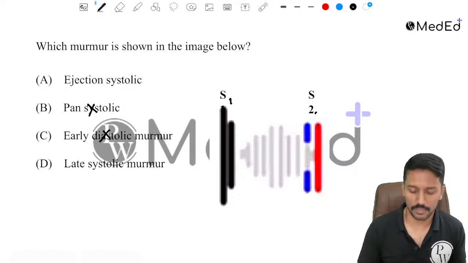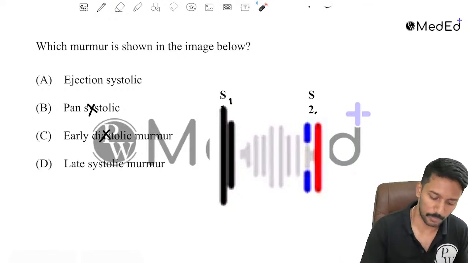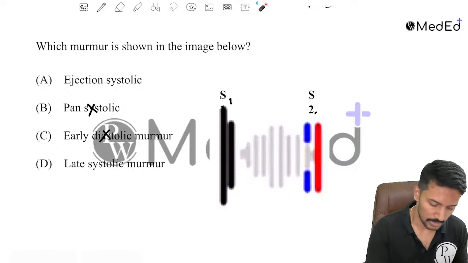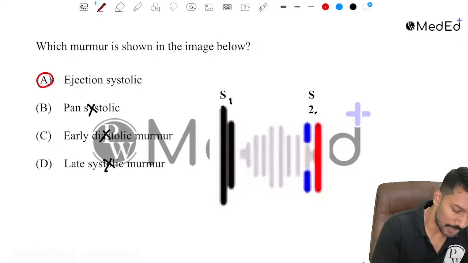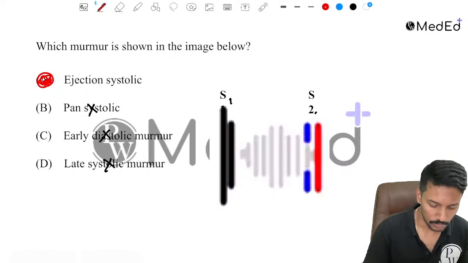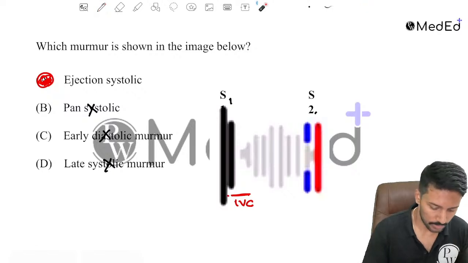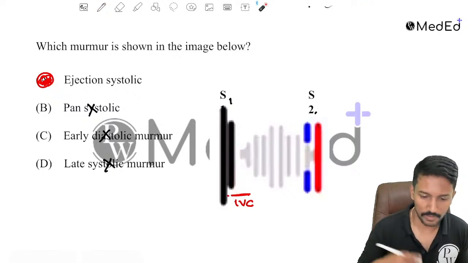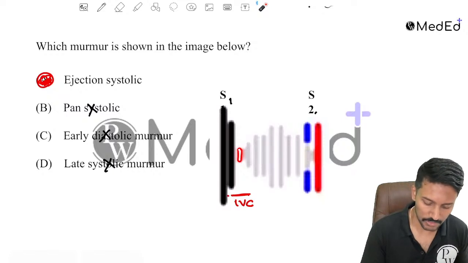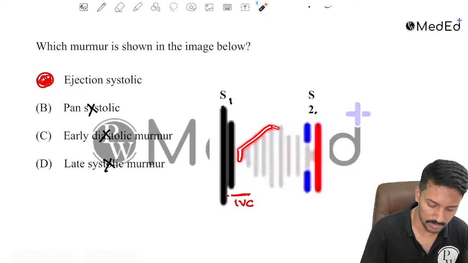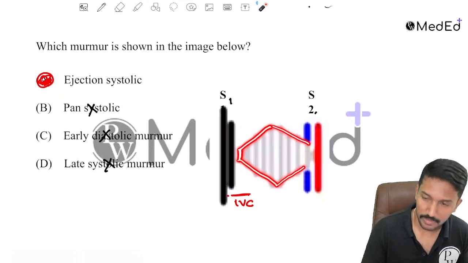It is certainly not late systolic. Late systolic means only the later part of the systole would have the murmur. So it is not late systolic either, right? This is the image classical of ejection systolic murmur. Basically what is happening here is after S1, you have this isovolumetric contraction phase where the murmur is not heard. And after the isovolumetric contraction phase, the murmur starts, right? That's why it is called ejection systolic murmur. And you can see this classical diamond-shaped murmur.